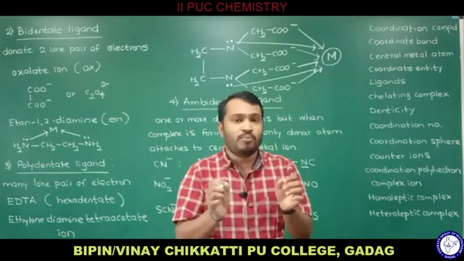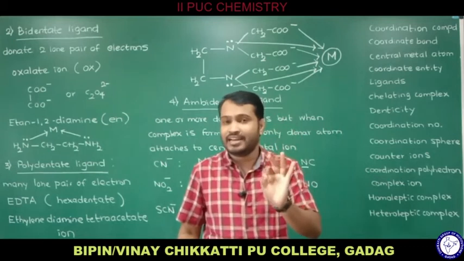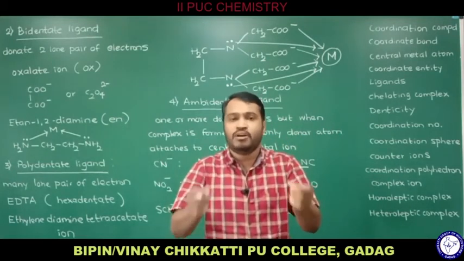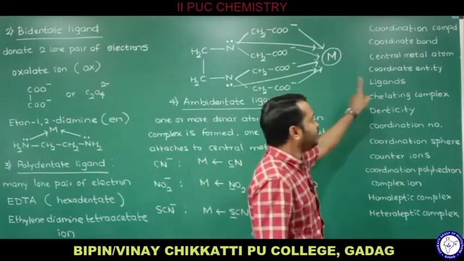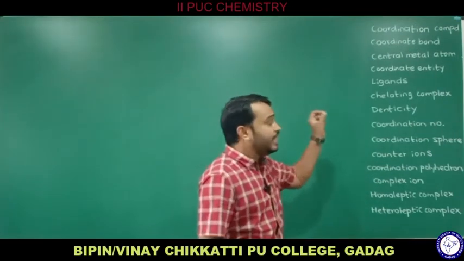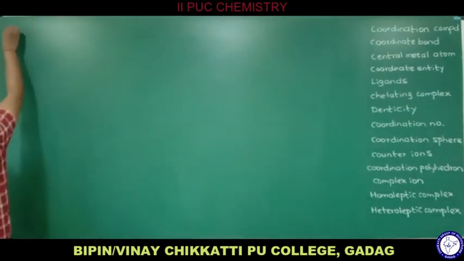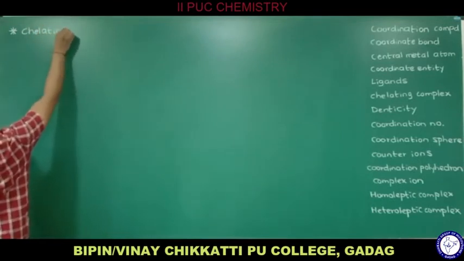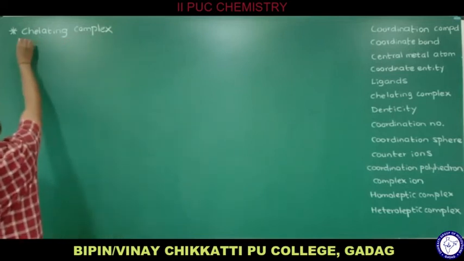And that is all about the types of ligands: monodentate ligand, bidentate ligand, polydentate ligand and ambidentate ligand. You need to remember all the symbols that I told and all the names. That would be the terms related to ligands. Next term, chelating complex. We'll see the meaning of chelating ligand and chelating complex. Let me write the keywords involved here.